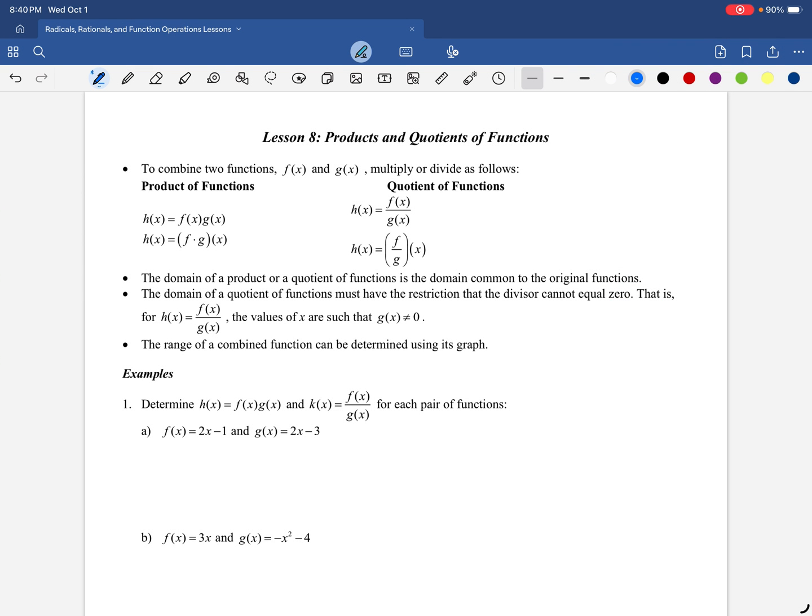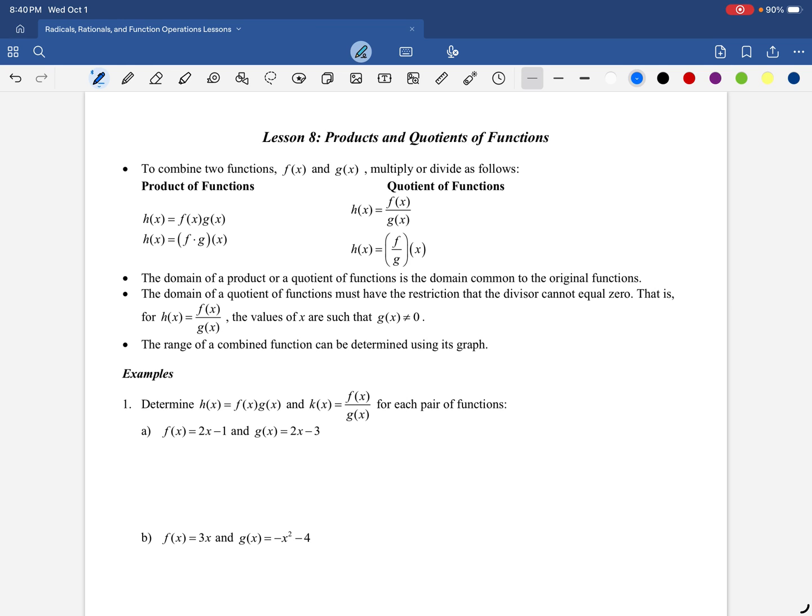Okay, so today we're going to look at products and quotients of functions, similar to what we saw back in lesson 7 with the sum and differences of functions. To start with, just a little bit of notation here. It says to combine two functions, f of x and g of x, we can either multiply or divide, and there is your notation.